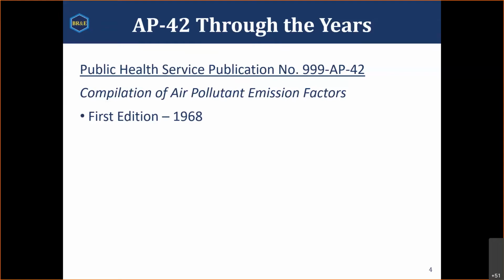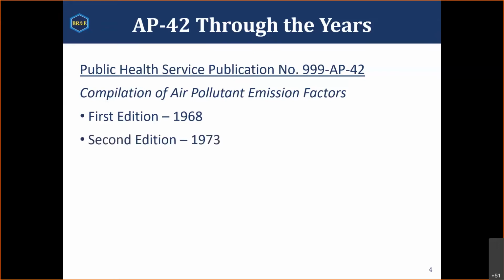The very first edition of this was in 1968. All that it covered in terms of tank losses was gasoline storage tanks at refineries only. It had one emission factor for cone roof tanks and one emission factor for floating roof tanks. That was it. It had 76 total pages, and there were 3 pages on storage tanks.